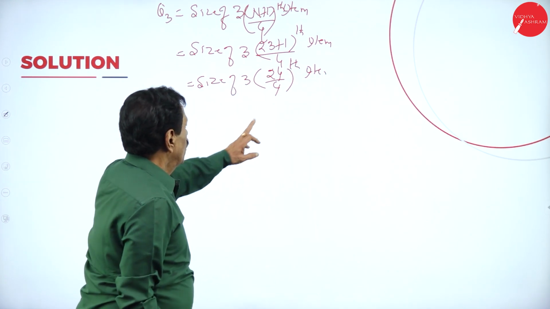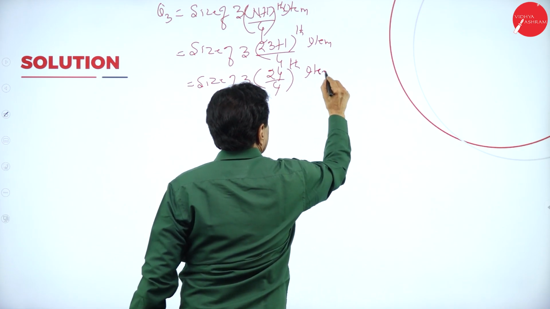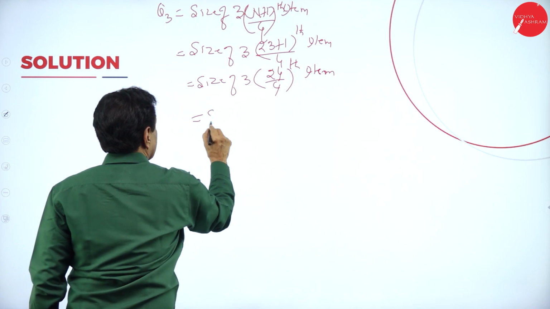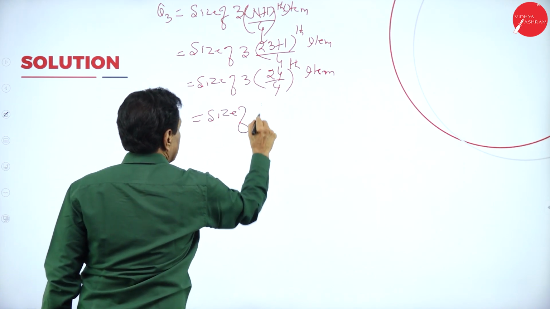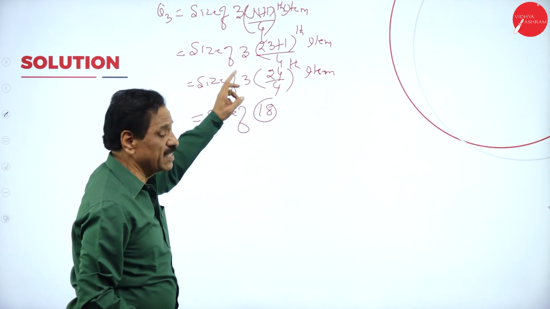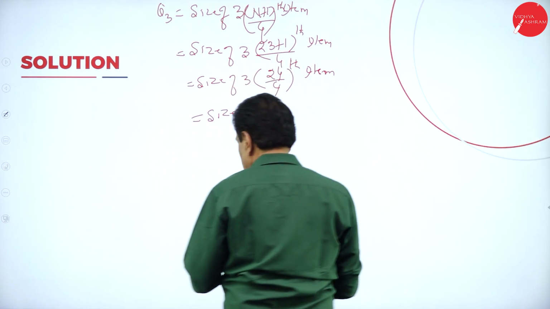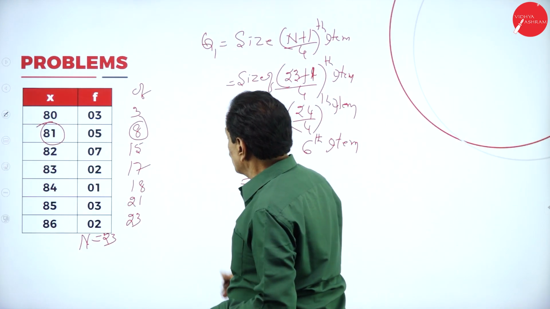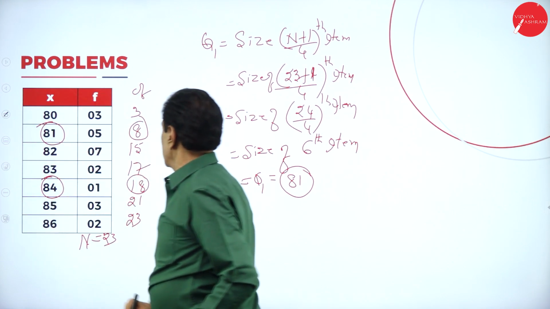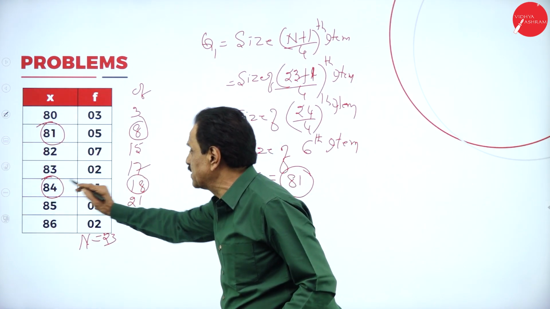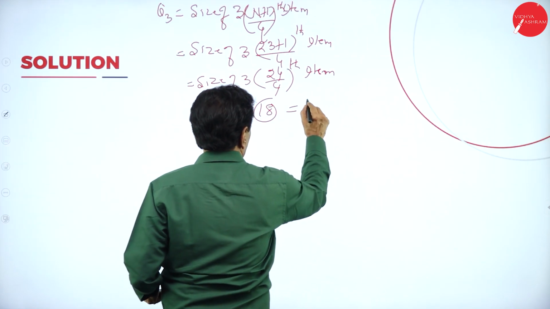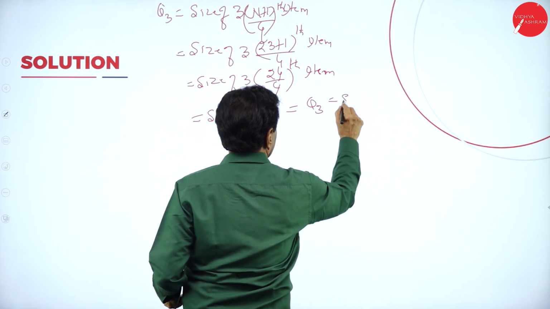So 4 sixes are 24, 6 threes are 18. Size of 18. Where the 18 will come, see that. So 18 will come here, the exact figure 84. So Q3 is 84.